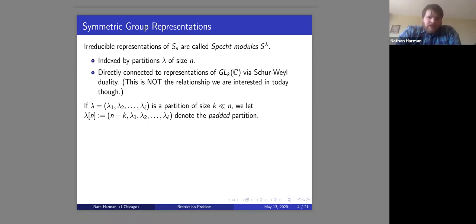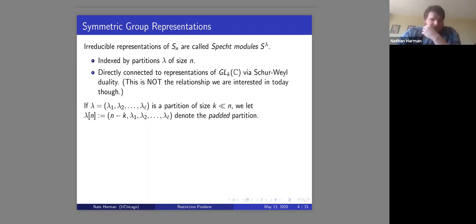All right, so I imagine it as I have my partition as a Young diagram, and I just stick on another row, and the condition that k is significantly less than n is just however small it needs to be so that this new row I'm adding is the longest one. That's the condition. So we call these padded partitions.